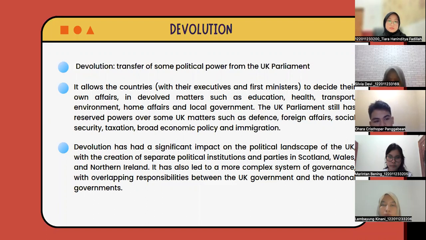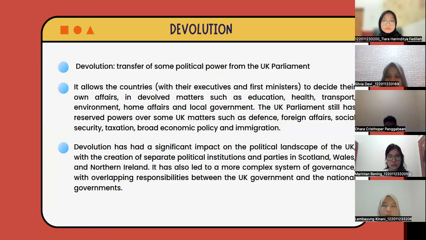And now we will talk about devolution. Here, devolution means the transfer of some political power from the UK Parliament. Devolution in the United Kingdom refers to the transfer of power and responsibilities from the UK government to the national governments of Scotland, Wales, and Northern Ireland. The process of devolution began in the late 1990s following the referendums in Scotland and Wales, and also the Good Friday Agreement in Northern Ireland.